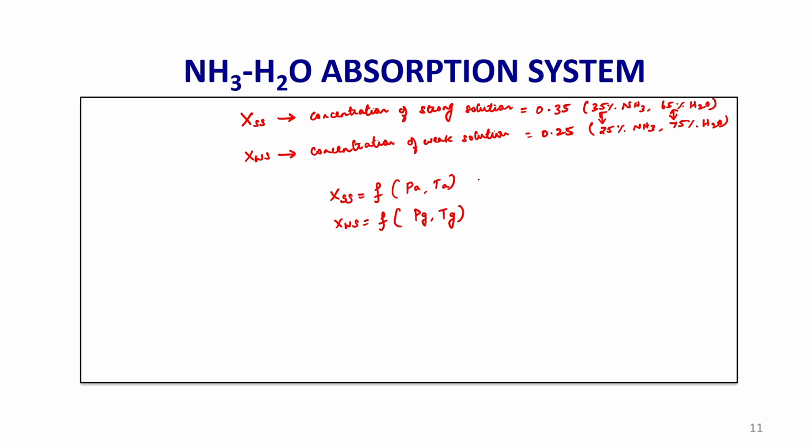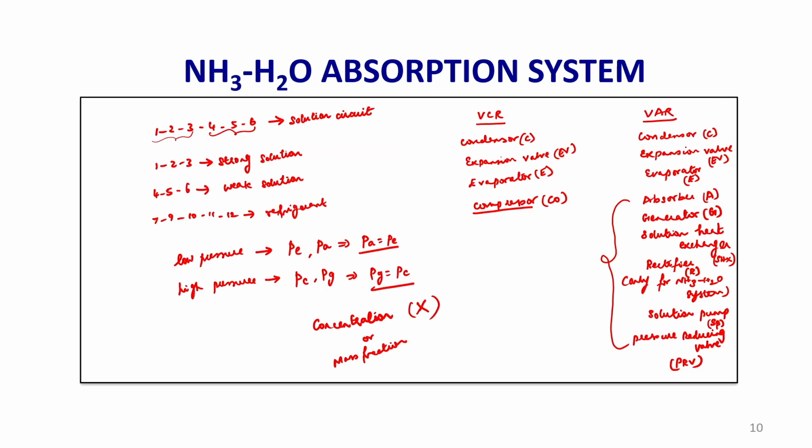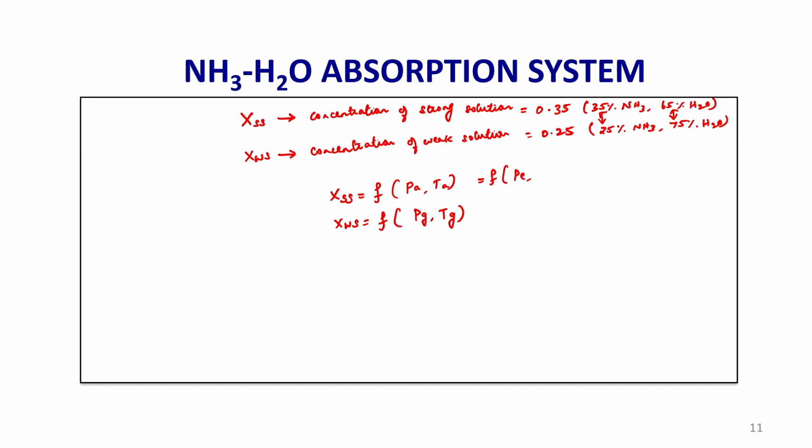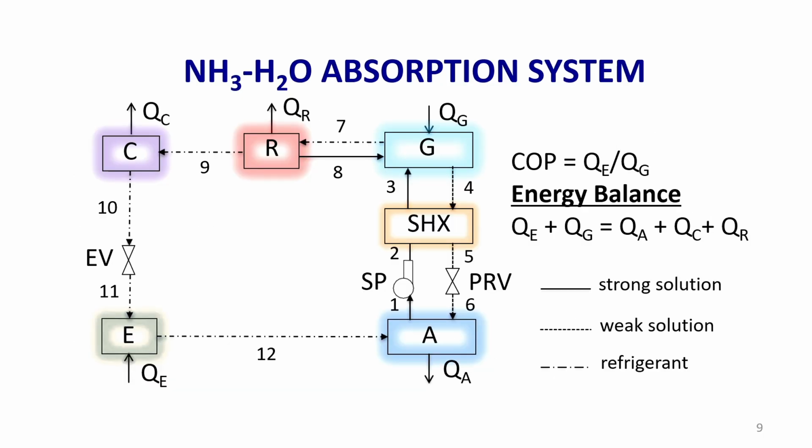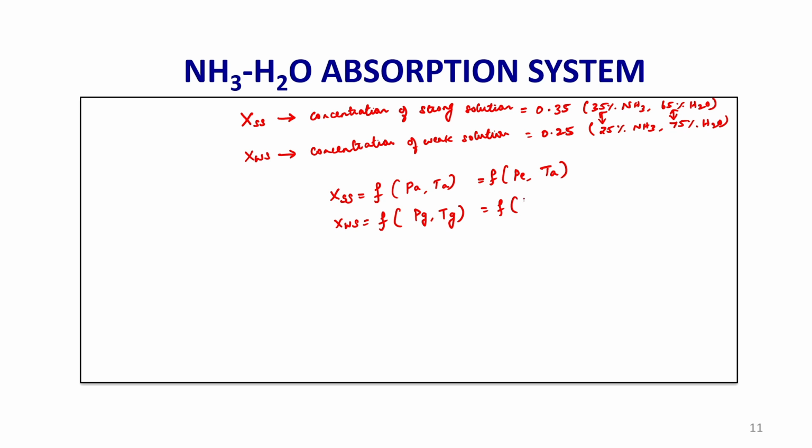Again, what is absorber pressure? Absorber pressure is nothing but evaporator pressure. Here I have written that the absorber and evaporator operate at the same pressure. So this is a function of absorber pressure, that is evaporator pressure, and absorber temperature, and this is a function of generator pressure, which is equal to condenser pressure, and generator temperature. Generator pressure is equal to condenser pressure, absorber pressure is equal to evaporator pressure.